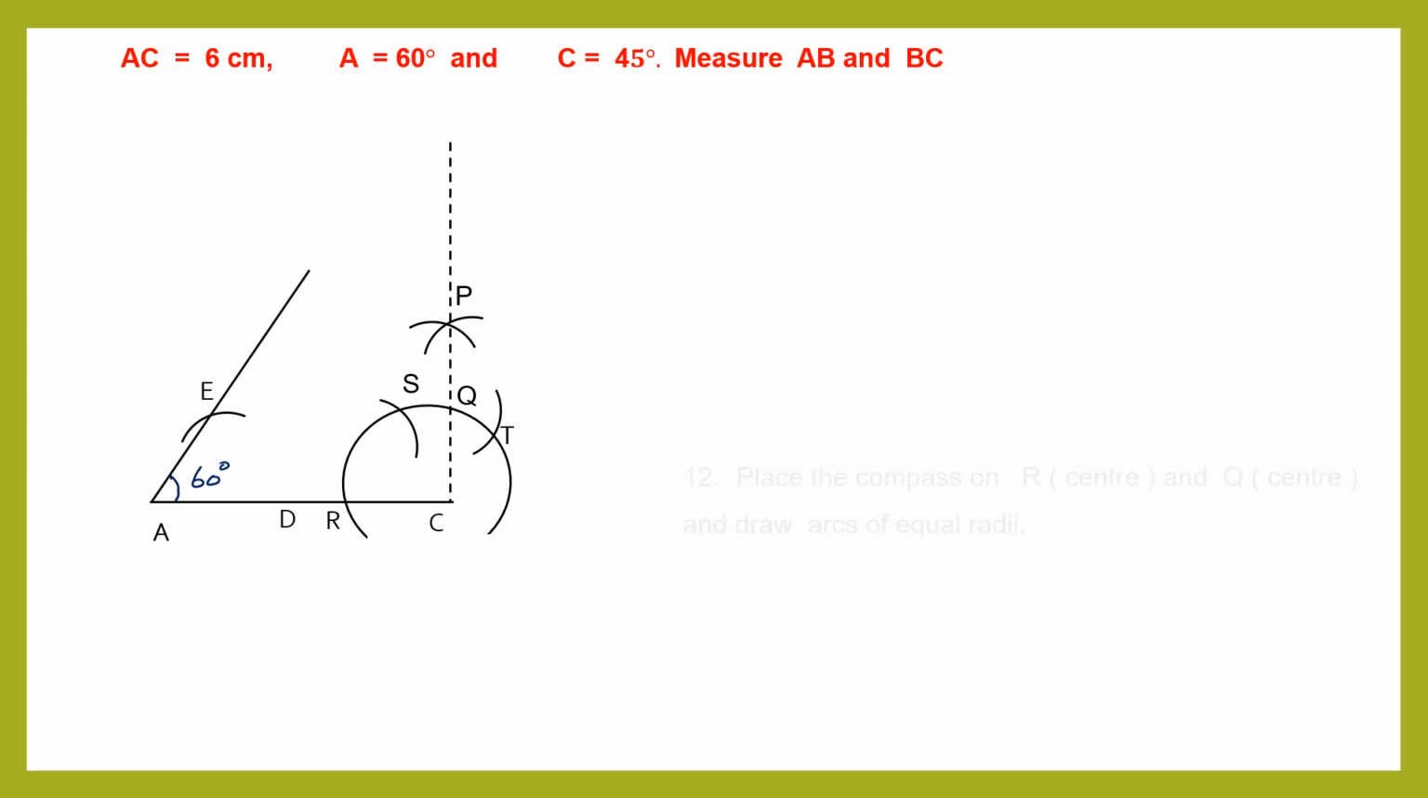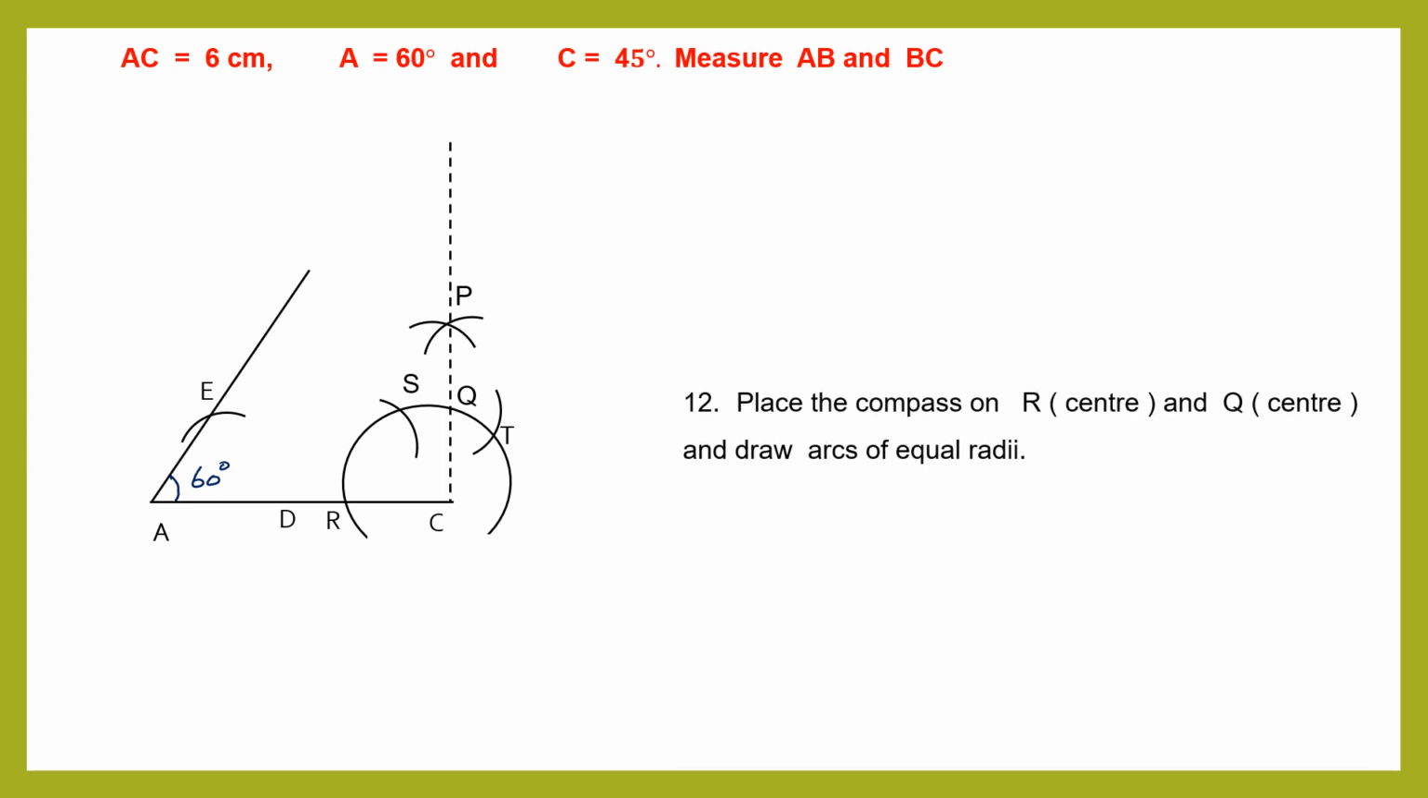So now let's begin. Place the compass on R. Now where is R? R is here. This point here is R. Place your compass there. And Q. Place your compass on Q also. First place it at R, draw an arc. Place it at Q, cut the arc.